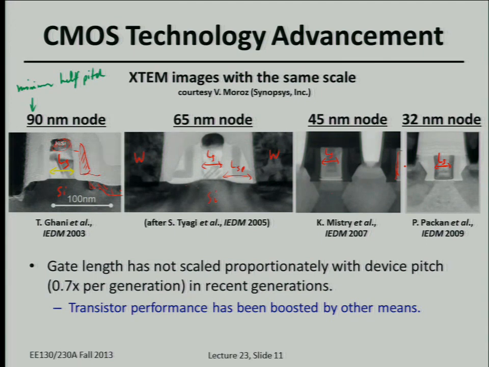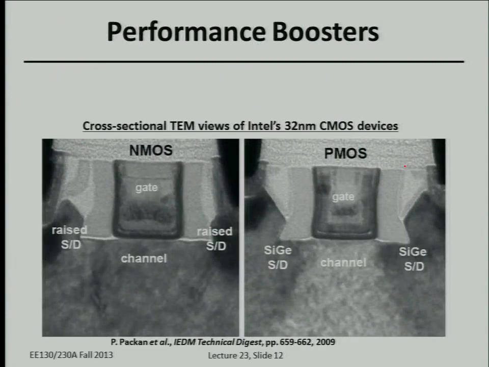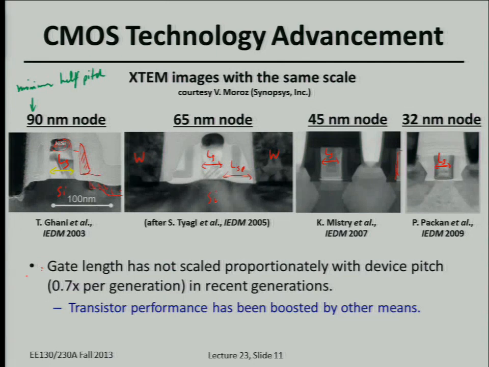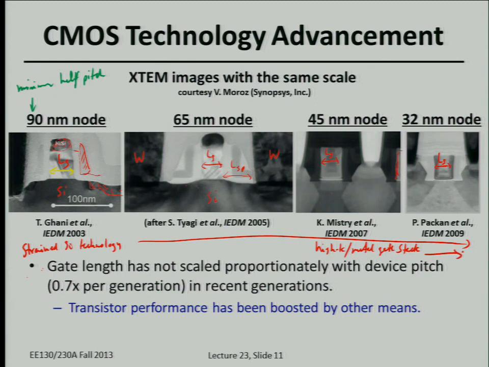As I alluded to, Intel's been able to boost transistor performance, in other words enhance I-on for a given I-off, even though they're not scaling down the channel length. This is illustrated here, showing a close-up of an NMOS device on the left and PMOS device on the right. Starting at the 90 nanometer node, Intel introduced strained silicon technology, and with each generation beyond that, they've strained the silicon more and more to boost transistor performance. Starting at the 45 nanometer generation, we had high permittivity metal gate stacks in addition to strain.